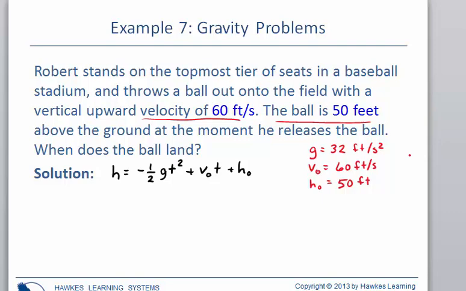So what we can do is take our basic information and plug it into this generic form of the formula. So I'm going to plug in my 32 for the G, my 60 for the V sub 0, and the 50 for the initial height.